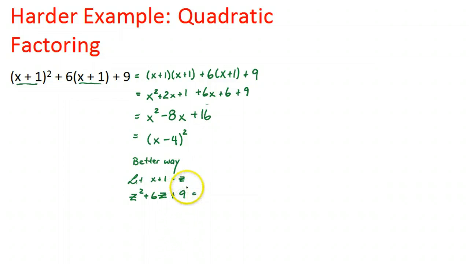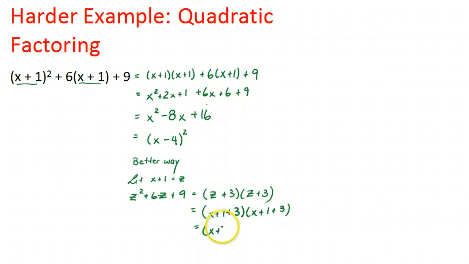Then I say, two numbers that multiply to give me 9 but add to give me 6. And of course that's (z + 3) times (z + 3). Because I said let x + 1 be z, after I factored this, I have to put back in, wherever there's a z, x + 1. So x + 1 + 3, x + 1 + 3, which gives me (x + 4)(x + 4), and I have the same answer.